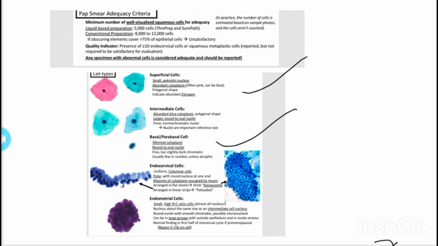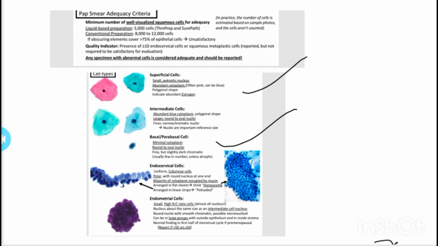Next, coming to the basal layer, that is a basal cell with minimal cytoplasm, round to oval nucleus. So that is a basal or parabasal cell, with fine but slightly dark chromatin. So when will this be present? When the hormonal effect is low. In postmenopausal women, basal and parabasal cells will be more, because it is the immature, lower layer. Okay, so without hormones, these cells will be more. That is in the postmenopausal, that is an atrophic smear. If basal cells are there, then we can call it an atrophic smear.